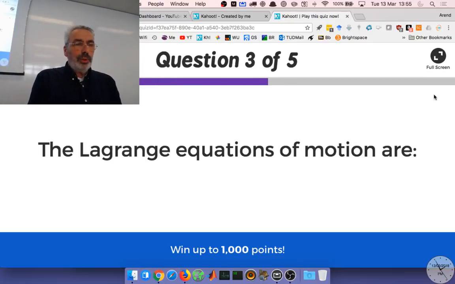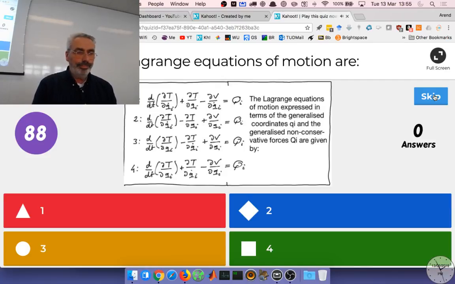The Lagrange equations of motion are... no, it's only... look at the pluses and minuses and the i's and the j's and the dots and no dots.